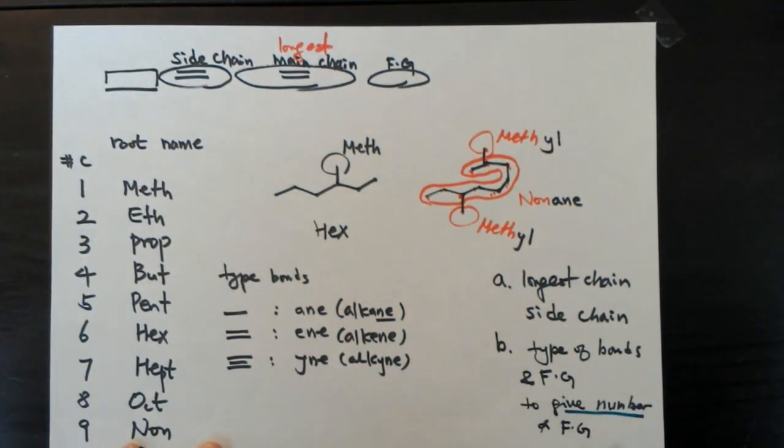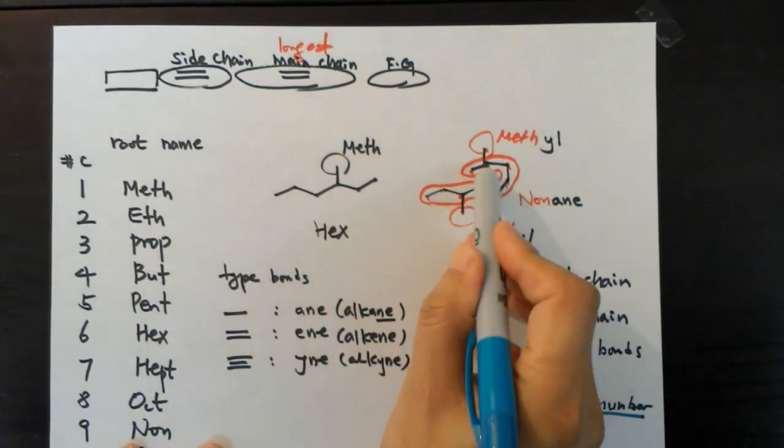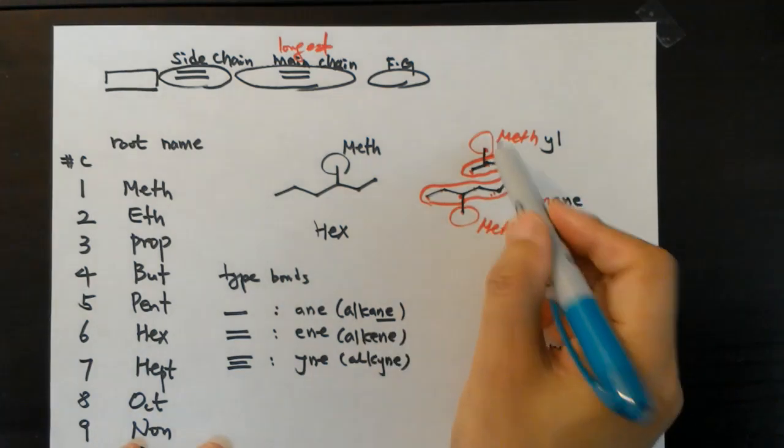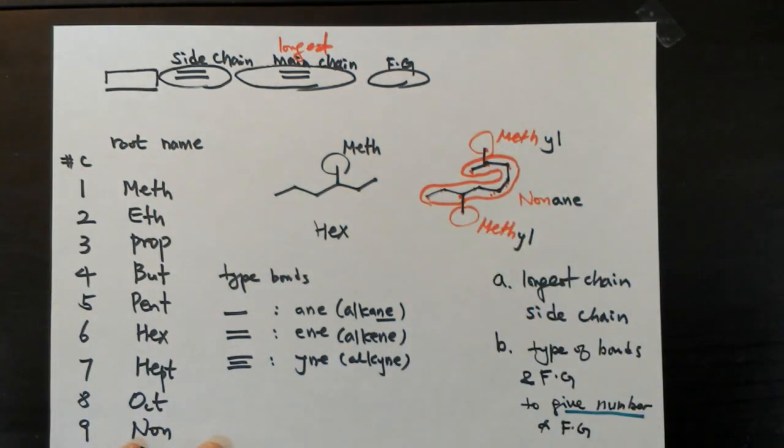Then we give number. So in order to give number, you have to find which end of the main chain you start numbering, and the rule is always you give lowest possible number for first functional group. Then you give a priority for the side chains. Here you don't have particular functional group, so you give a priority to the methyl groups. But you have 2 methyl groups. Which one should get the lower number?